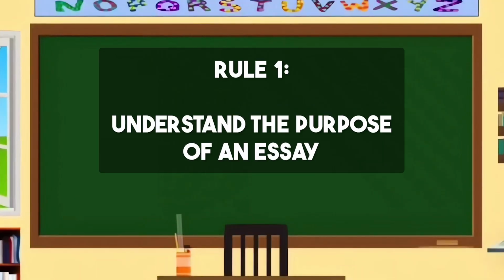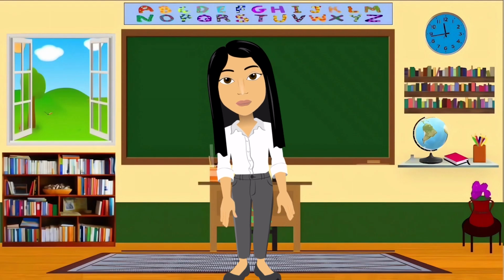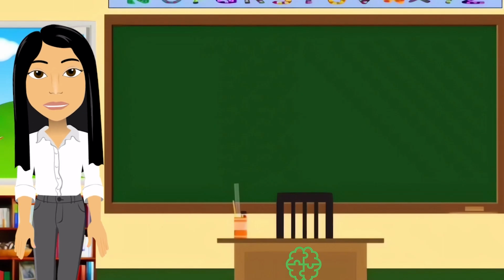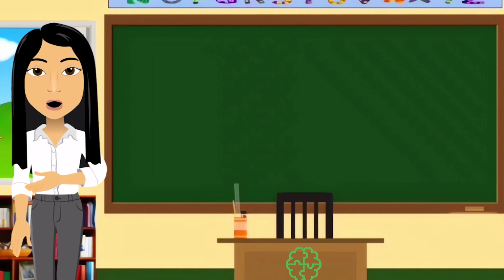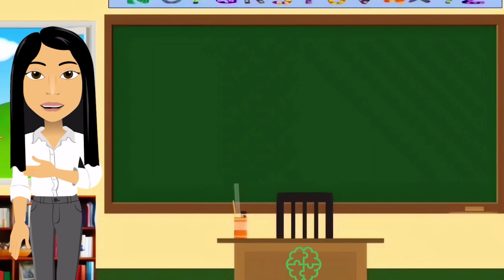Rule 1. Understand the purpose of an essay. The first fundamental rule is to understand the purpose of an essay. The essence of writing an IELTS essay is clearly and directly answering the question. Your aim isn't to dazzle with complex vocabulary or intricate sentence structures, but to communicate your ideas straightforwardly.